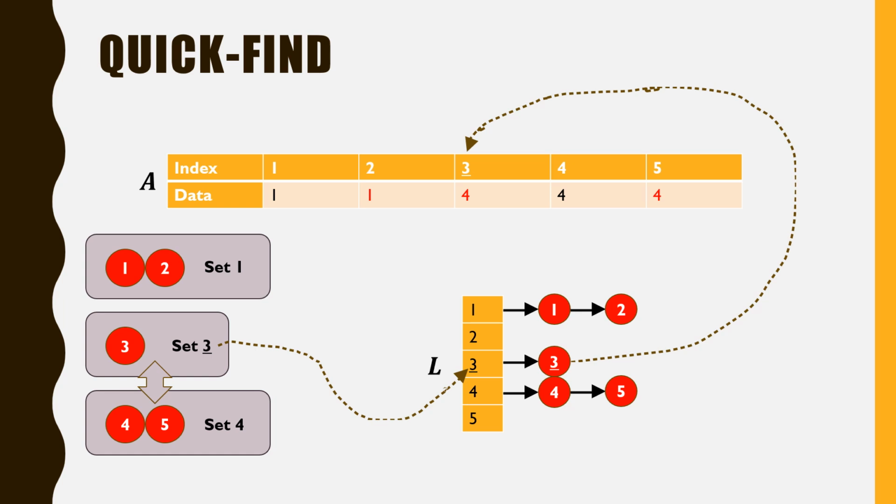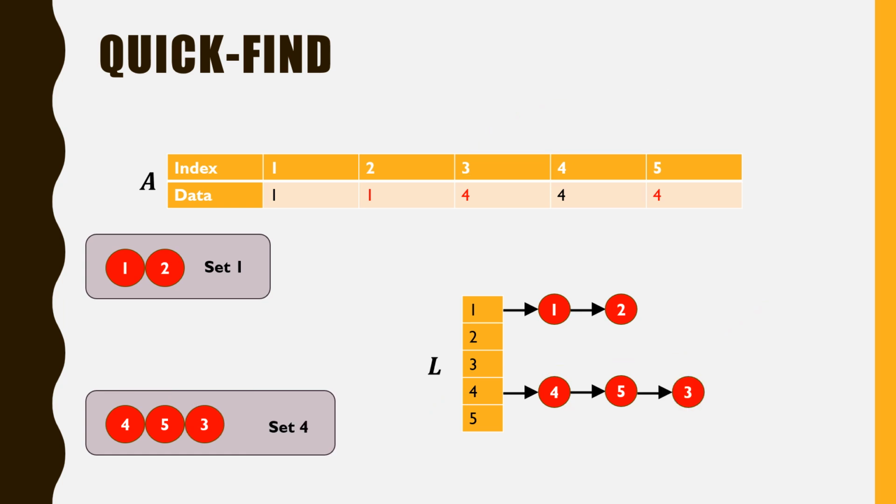First, we compare the sizes of set 3 and set 4 and determine that set 3 is smaller. Therefore, we relabel the elements contained in set 3 to belong to set 4. To find the elements in set 3, we traverse bucket L3. Then, for each node i in the bucket, we relabel A[i] to 4, indicating that the element is now part of set 4.